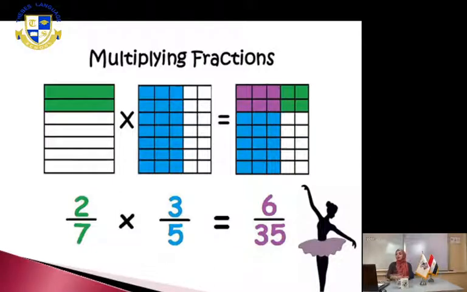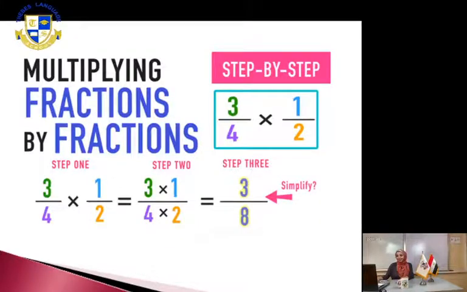We have here 2/7 multiply 3/5. How can we do it? Okay, let's start. Multiply the numerators. 2 multiply 3 will be 6, and 7 multiply 5 will be 35. Next. Again.